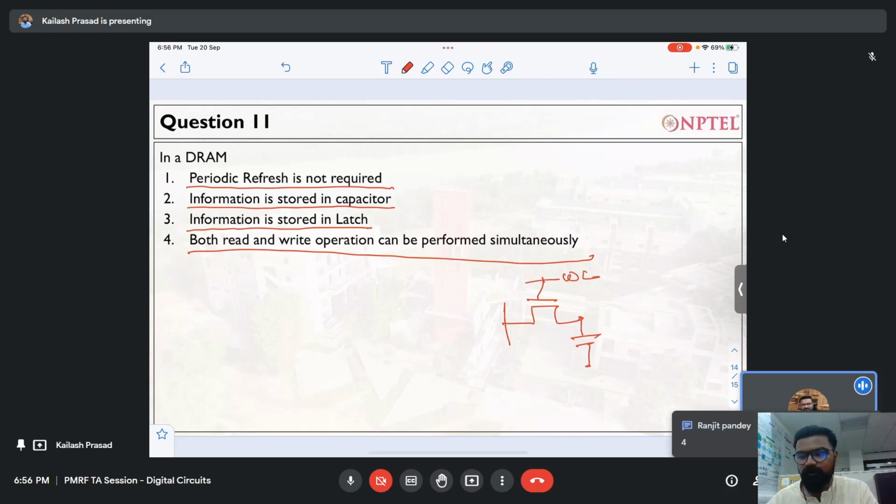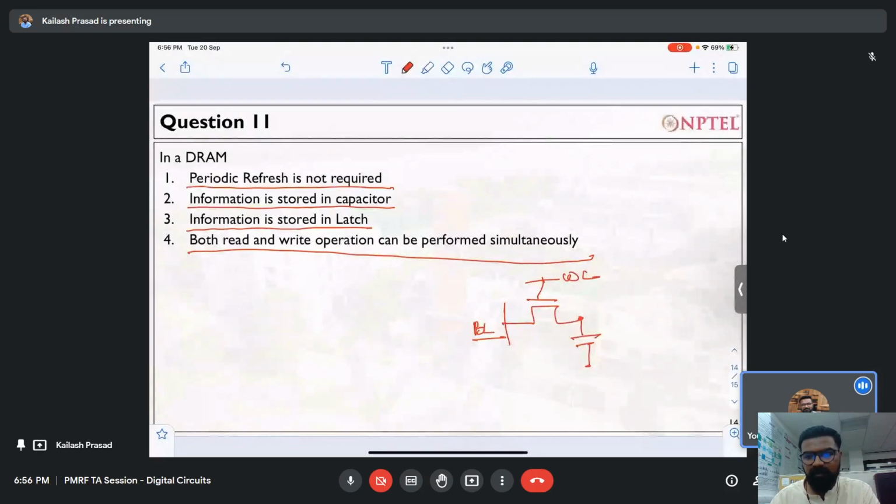This is the DRAM cell. Please note, I have discussed that in DRAM, because of the leakage, the refresh will be required every 64 milliseconds. We have to refresh, and here it is written that it is not required. So option one is not correct, so this is wrong.